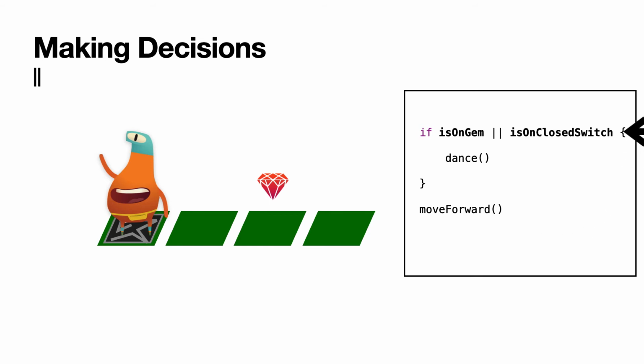So we move forward again, and now we evaluate if we're on a gem. That's false. We are on a closed switch. So at least one of the values is true. So we're going to execute our dance code.